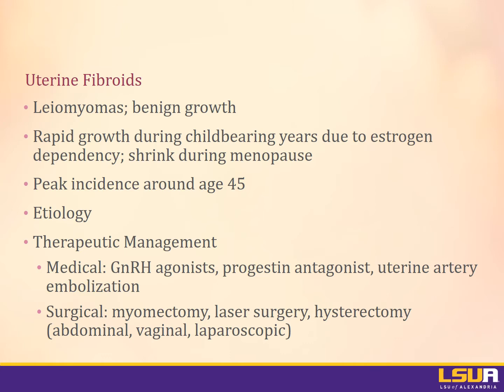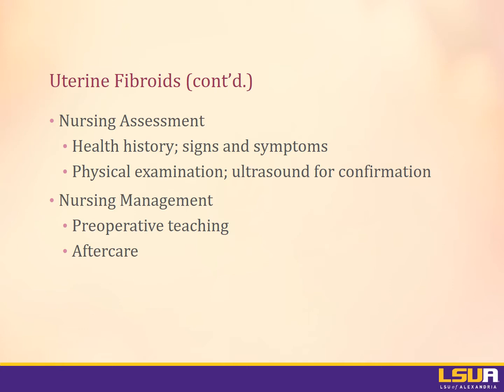So they may be given a gonadotropin agonist or a progestin antagonist, or the physician may need to go in and do a uterine artery embolization or a myomectomy, a laser surgery. Sometimes, if they're large enough, she may need a hysterectomy. So, her health history, she'll get a pelvic exam. Confirmation is done by ultrasound. She'll need the same thing as anyone having surgery: pre-op teaching, post-op teaching, and how to take care of herself afterwards, depending on what type of surgery is done.